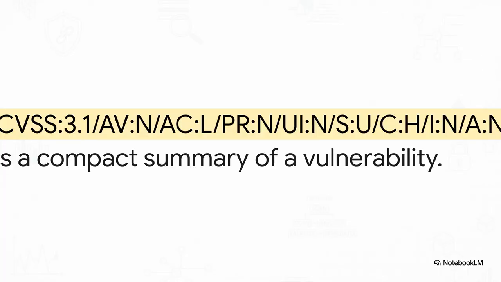So all those metrics get smashed together into what's called a vector string, and it looks just like this. For the CySA+ exam, you need to be able to look at this and just decode it in your head. AV:N, oh, that's attack vector network. AC:L, attack complexity is low. C:H, confidentiality impact is high.